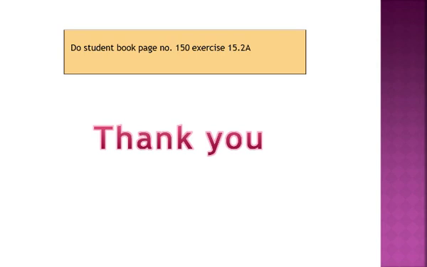Students, now you have learned how to find the simple interest with the formula I equal to PTR over 100. I hope you all understood how to do it. You have some more questions in your student book, page number 150, exercise 15.2a. Do all the questions in your notebook.